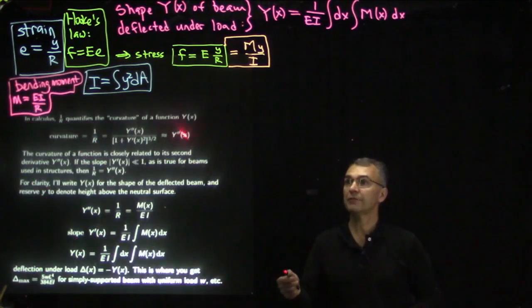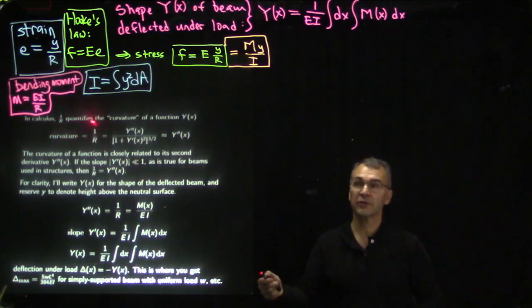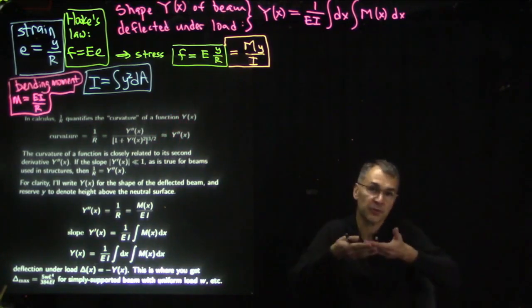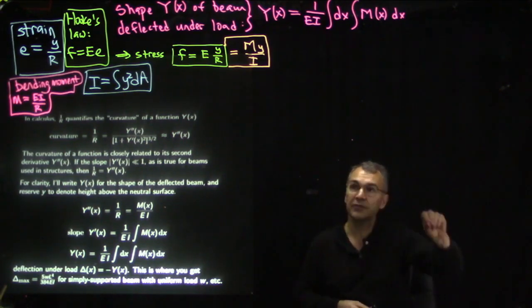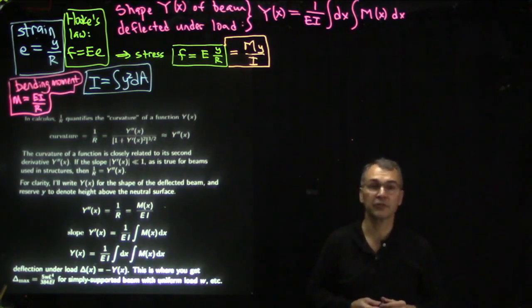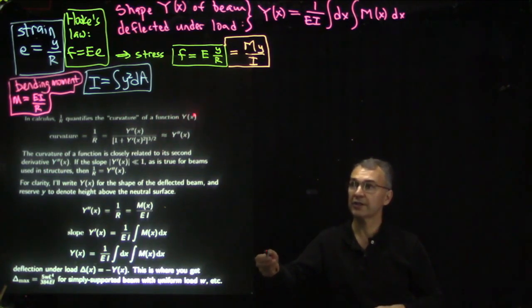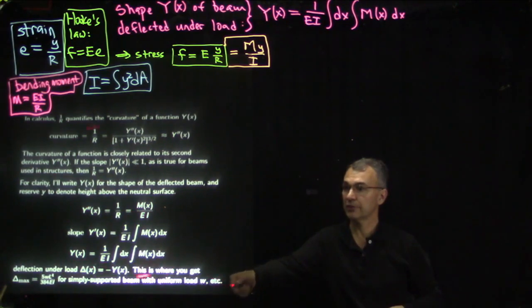So we've been using the fact that one way to represent curvature is 1 over r, the reciprocal of the radius of curvature, and that in calculus that is approximately equal to the second derivative of the function y of x. In other words, positive second derivative is concave up, positive curvature. Negative second derivative is concave down, negative curvature. So we used this relationship between the second derivative and the reciprocal of the radius of curvature to write the second derivative of the deflected beam shape as the bending moment divided by Young's modulus times the second moment of area. And then we used that.